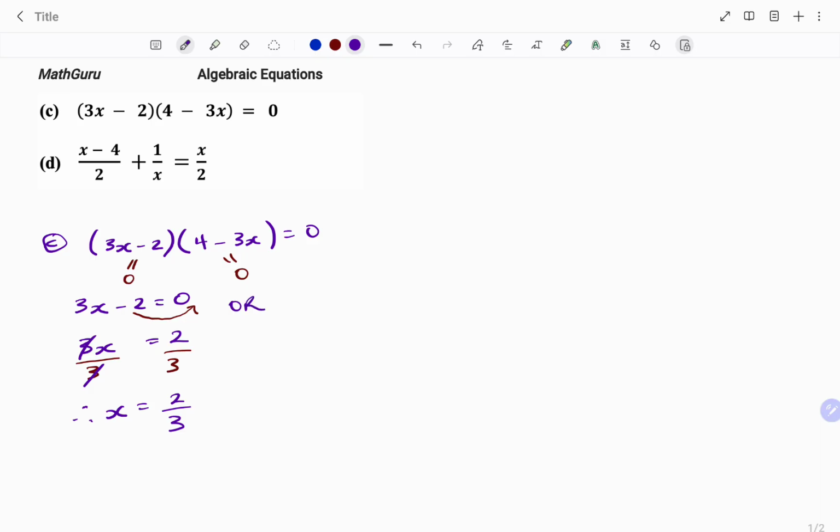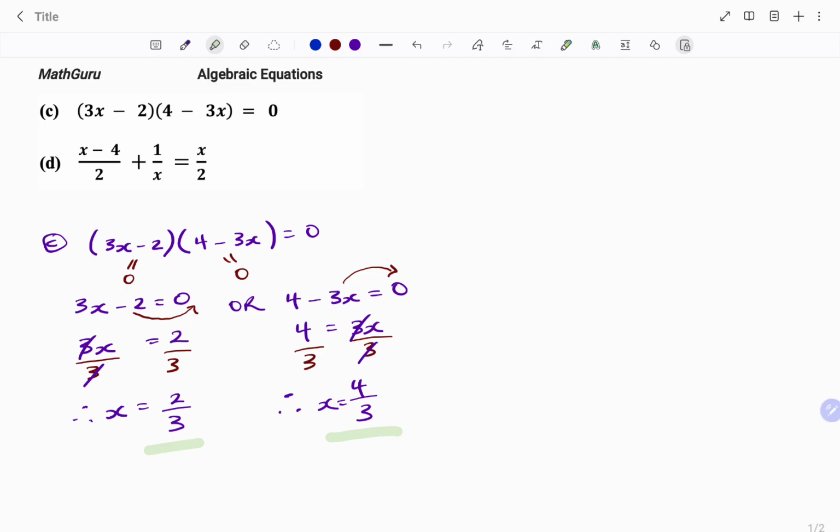Or I use the second bracket. I equate that to 0. That's 4 minus 3x equals 0. Because my minus 3x is negative on the left, I'm going to move it to the right hand side. So I have 4 equals 3x, because it's negative on the left, when it gets to the right, it becomes positive. And then I divide both sides by the coefficient of x, which is 3. 3 and 3, 1. Therefore, x can be 4 over 3. So I have two values for x. I have 2 over 3 or 4 over 3.